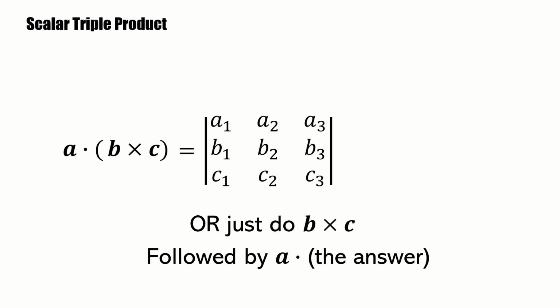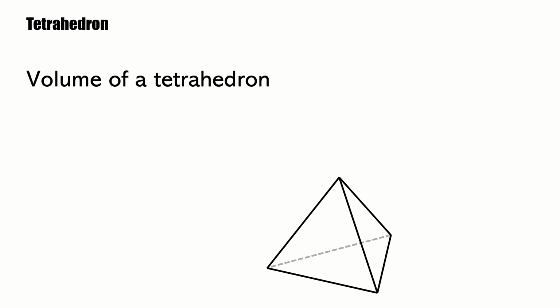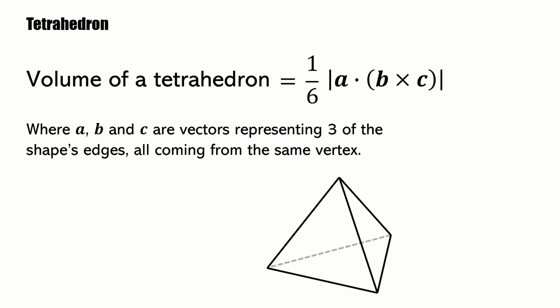But how do we actually use the scalar triple product to find the volume of 3D shapes? Well, if for instance you're trying to find the volume of a tetrahedron, and by the way, in case you don't know what a tetrahedron is, it's basically just a triangular base pyramid. But if you're trying to find the volume of one of these things, it's just equal to 1/6 lots of the modulus of the scalar triple product of the vectors A, B, and C, where the vectors A, B, and C are representing the edges of your tetrahedron.